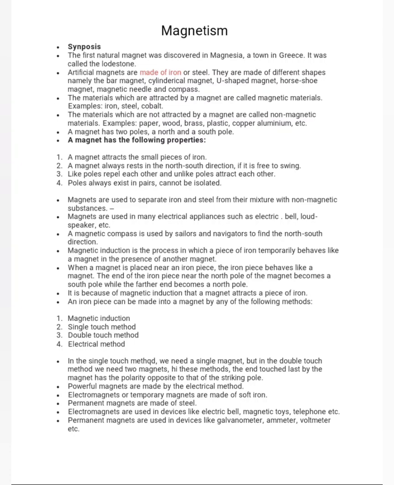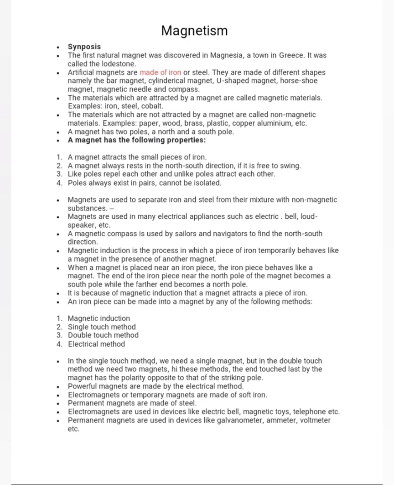It was called lodestone. Artificial magnets are made of iron or steel. They are made in different shapes, namely the bar magnet, cylindrical magnet, U-shaped magnet, horseshoe magnet, magnetic needle and compass. The materials which are attracted by a magnet are called magnetic materials. Examples: iron, steel, cobalt. The materials which are not attracted by a magnet are called non-magnetic materials. Examples: paper, wood, brass, plastic, copper, aluminium, etc.